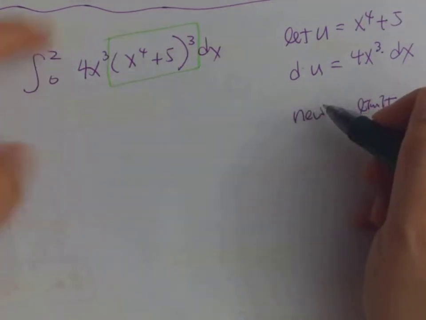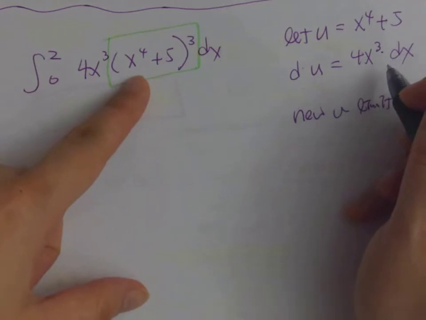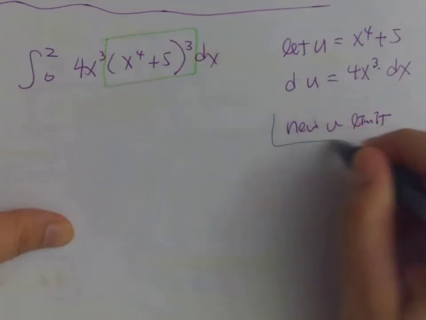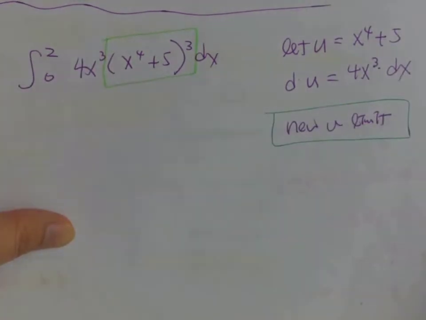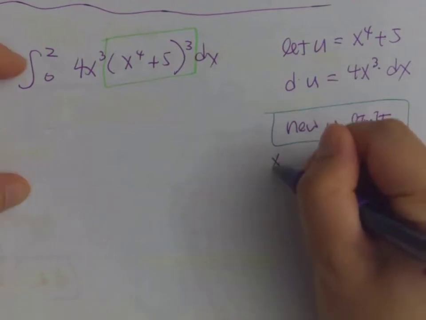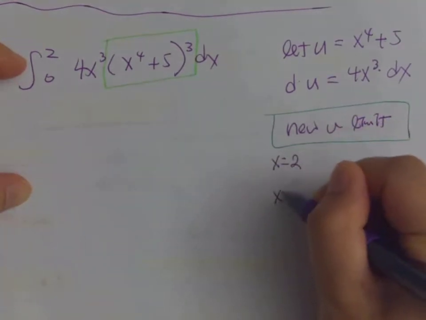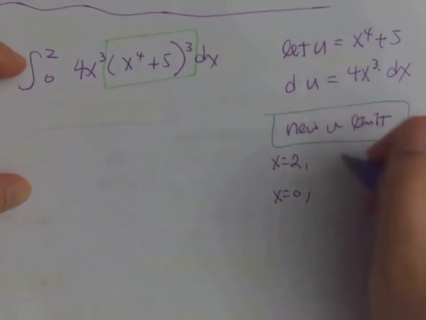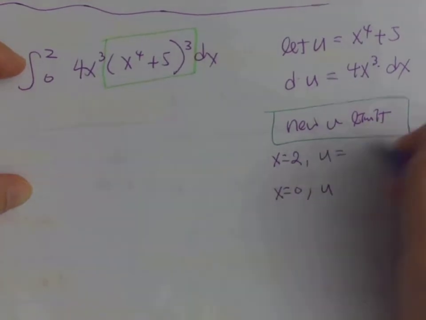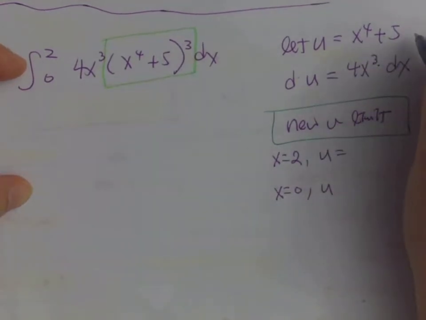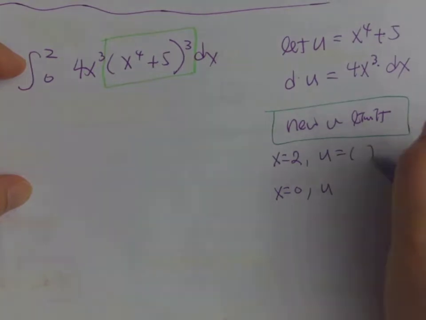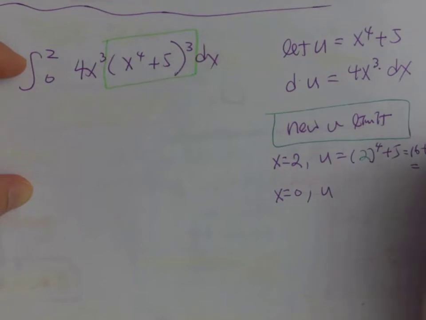So when I turn the regular x to u, I also need to change the new limits, right? So don't forget to show that on the test. One of them was x equal to 2. One of them is x equal to 0. If I need to turn them to u, I know it's x to the 4 plus 5, right? So this is going to be 2 to the 4 plus 5, which is 16 plus 5, which is 21 for my new upper limit.